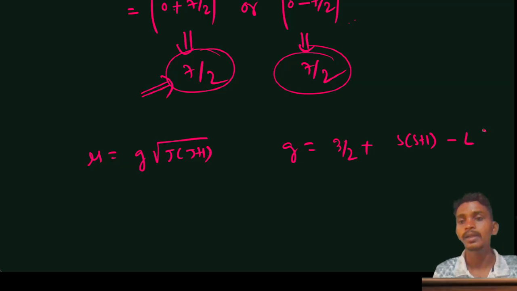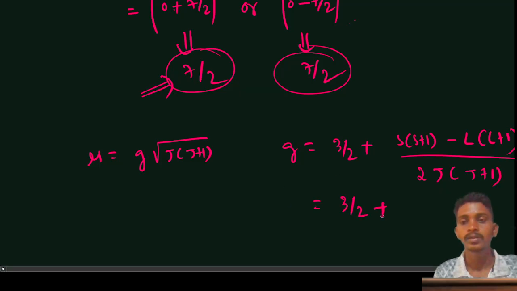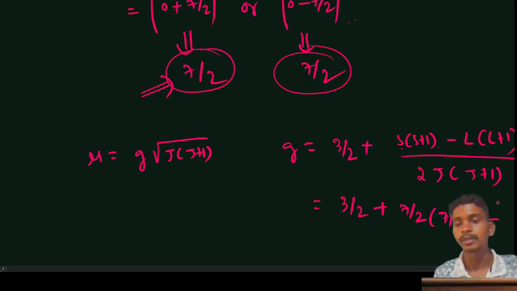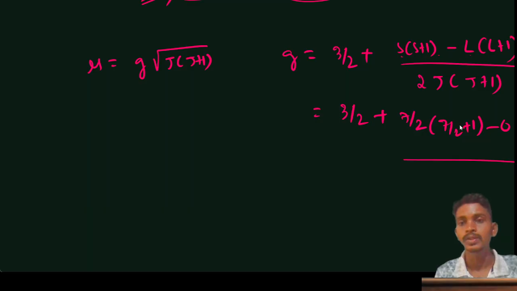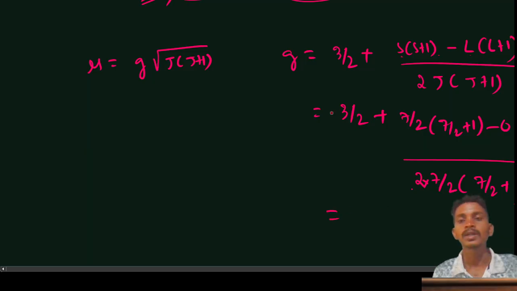First S will come, then L plus 1, then 2J, J plus 1. So if you can easily calculate 3 upon 2, and this value is 7 upon 2 plus 7 upon 2 plus 1, and this value is 0. So this is 0 into something 0, and this value is 2, and the J value also we will get, J is 7 upon 2, because L is 0, plus 1.